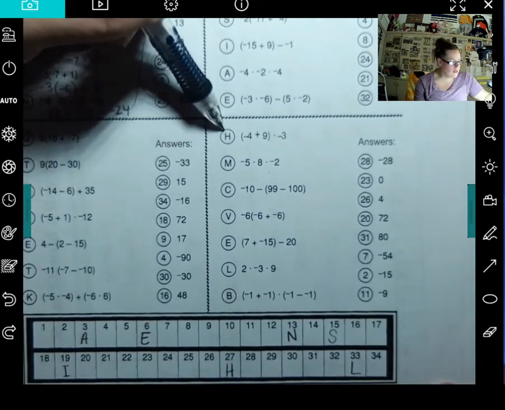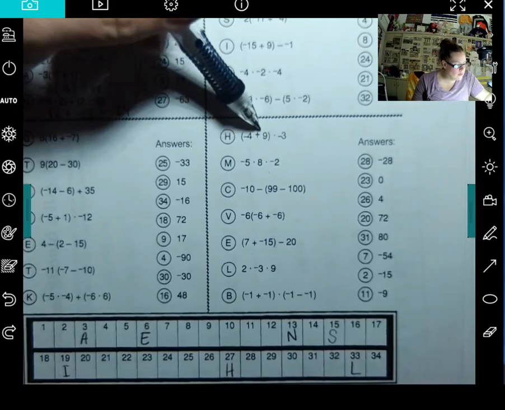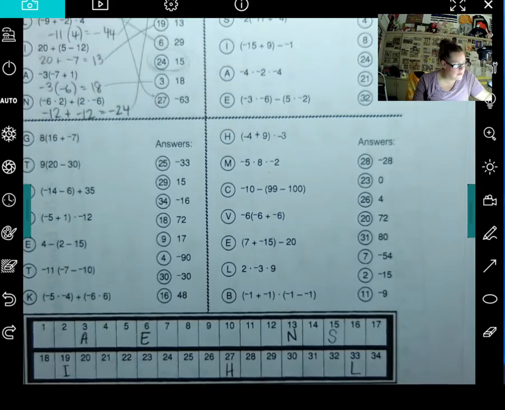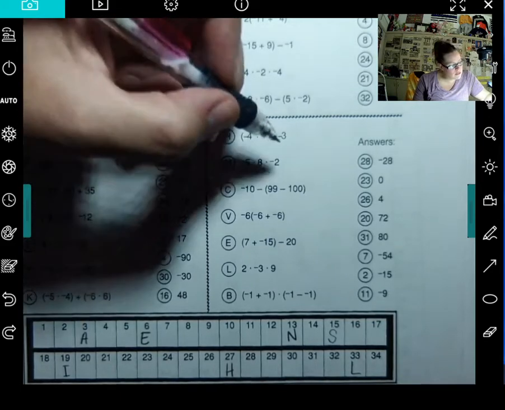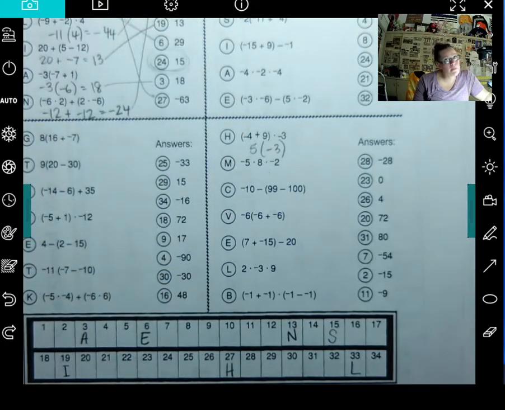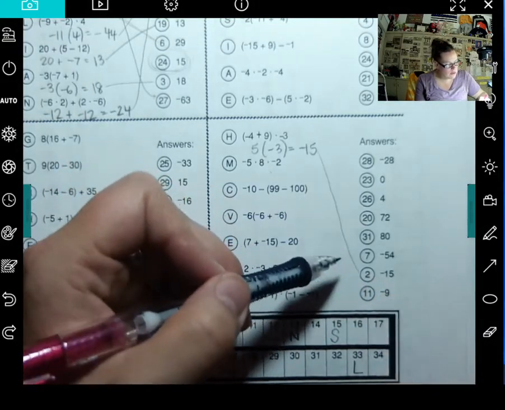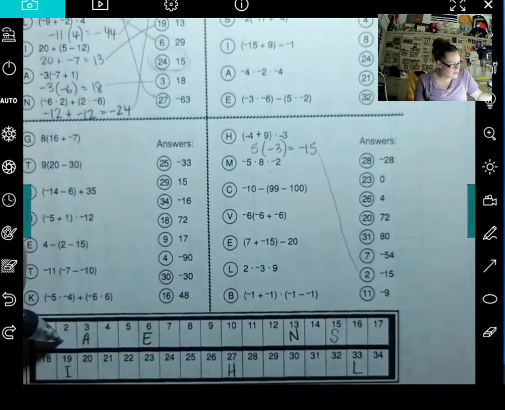So now I'm going to do this bottom box with you. We have negative 4 plus 9 and then times negative 3. So negative 4 plus 9 is 5 and then times negative 3. So a negative times a positive is a negative, and then 5 times 3 is 15. So negative 15, which matches number 2. So number 2 has an H.